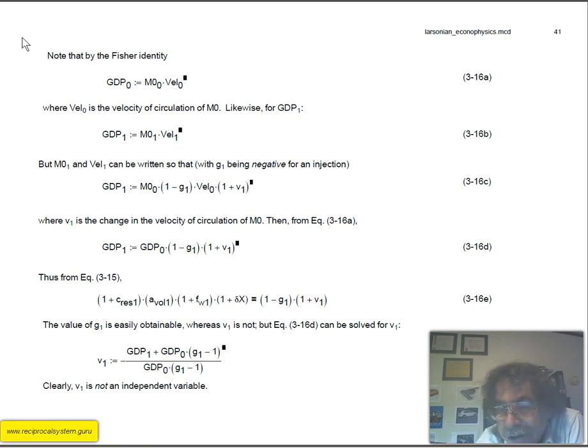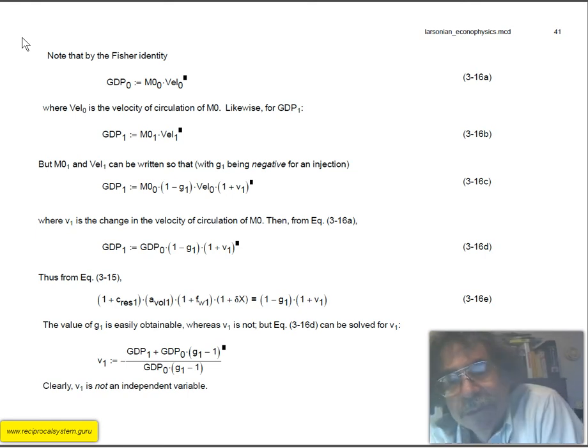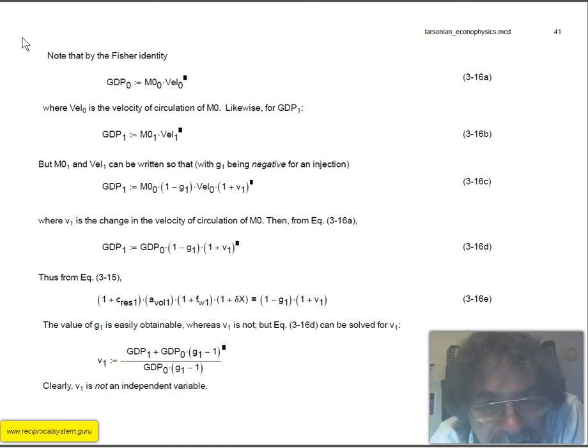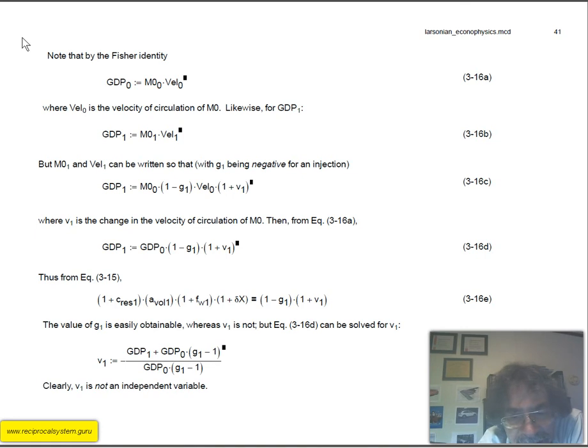of M0. So then from equation 316a, we get GDP sub 1 equals GDP sub 0 times these two factors, 1 minus G sub 1 times 1 plus V sub 1. Okay? So that's from 315: 1 plus C res 1 times A vol 1 times 1 plus FW1 times 1 plus delta X equals 1 minus G sub 1 times 1 plus V1.